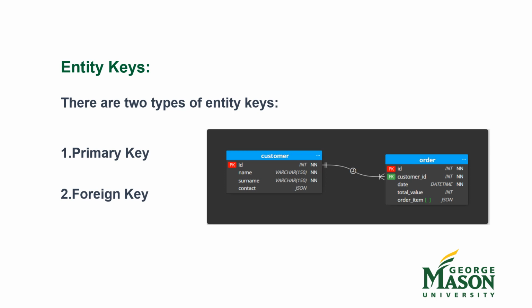Foreign key. It's an attribute in one entity set that refers to the primary key of another entity set. It is used to establish relationships between entities. A foreign key can have null values and is represented as a dotted underline in an ERD.